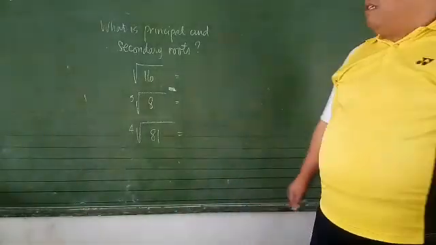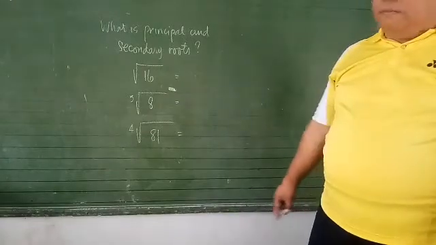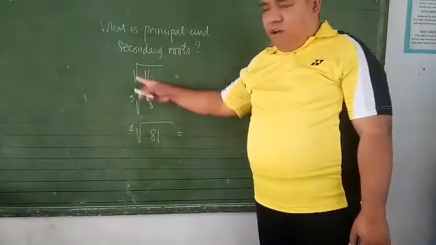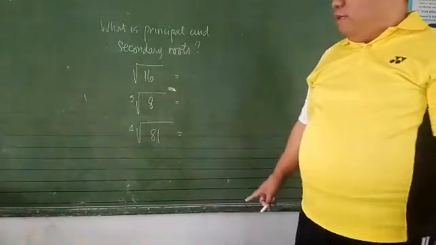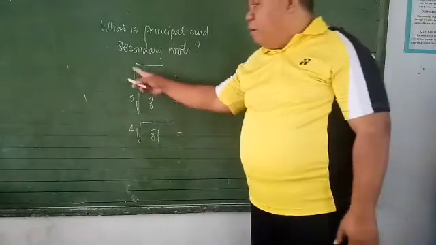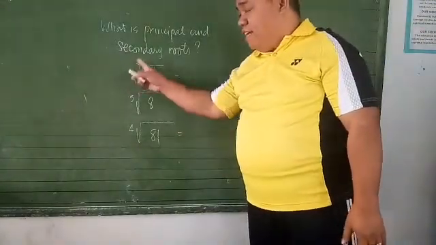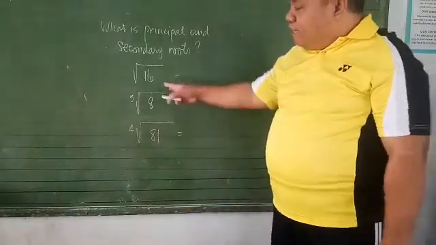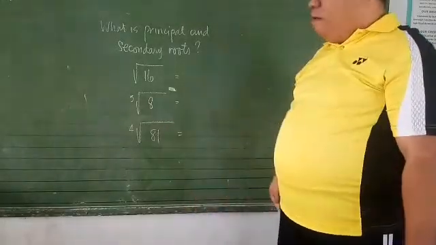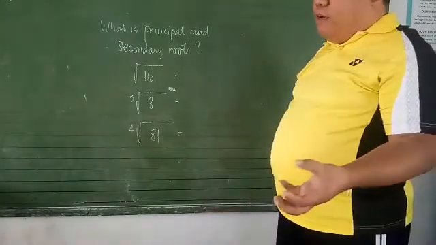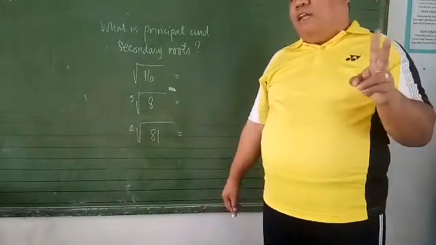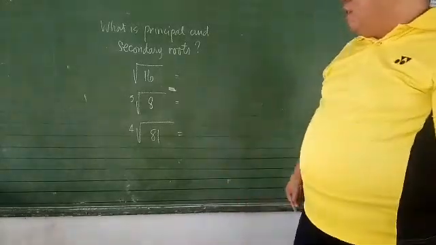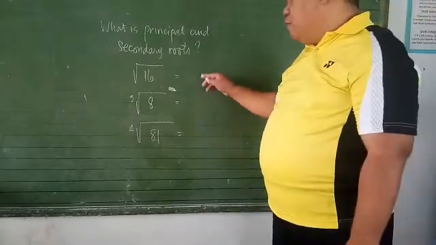Now let's go on to the classification of roots of a radical expression. In number 1, again, what will be the index of this radical expression? In the previous lesson, kapag walang nakalagay dyan na number, automatically ang index niyan is 2. So therefore, you can read this as the square root of 16. Remember, the square root of a number is the inverse of the square of a number. So the square root of 16 is 4.